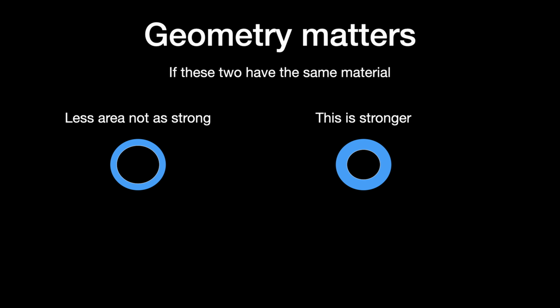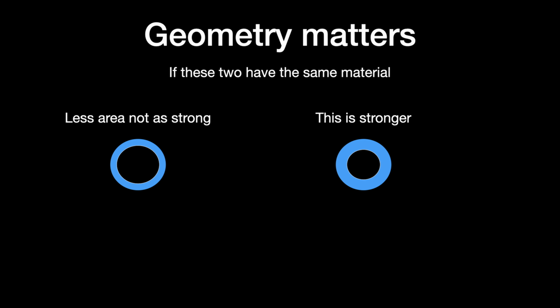So if we had two components that are designed exactly the same, then material would matter. And in fact, it would be the primary way in which we would compare those two components, assuming again their geometry is identical. If their geometry is not identical, then we can't compare them based on their material purely.